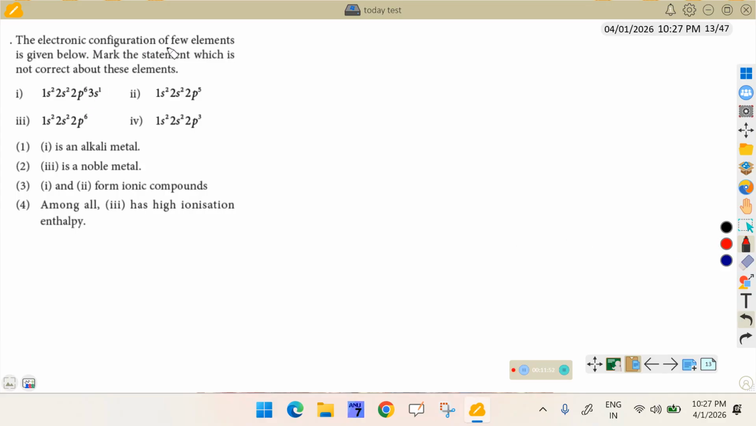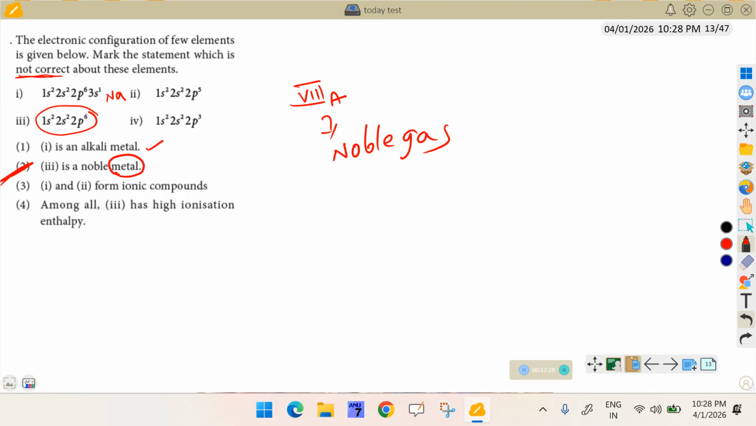The electronic configurations of a few elements are given below. Mark the statement which is not correct. 1s2, 2s2, 2p6, 3s1. Sodium belongs to alkali metals, 1A group. Yes, this is a correct statement only. 3. 1s2, 2s2, 2p6 is an 8th A group element, noble gases. But here noble metal is given. So this is an incorrect statement.